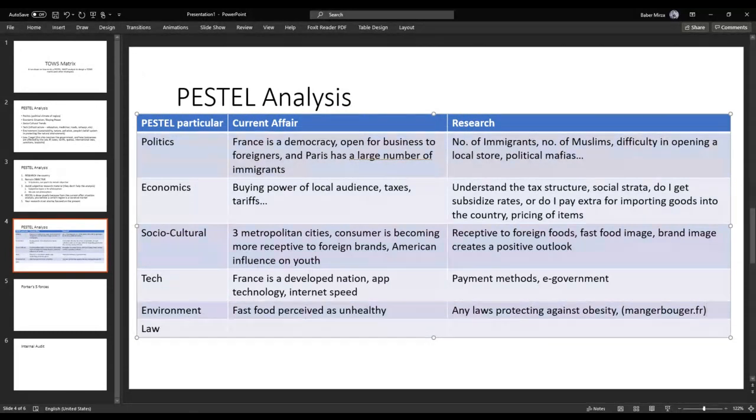So once again, I'm only dividing my research and my current affairs knowledge according to PESTEL because of what's coming next. What's next is basically the idea is to input all of this research data that I find into my SWOT analysis. And from there, I will be able to design my strategies. Any questions so far?